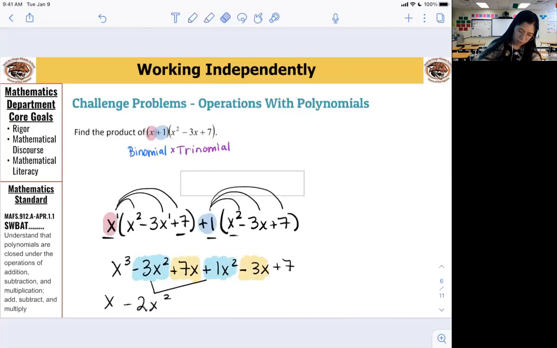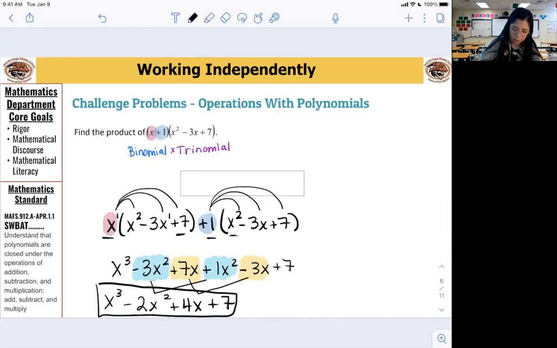Oh, I'm sorry. This is a 3, not a 2. My bad. Then I have a 7x and a negative 3x. What's 7 minus 3? Just 4. Plus 4x, and then finally, plus 7. So altogether, that is my final answer. And remember, when you combine like terms, you're just bringing things together. You're not changing the exponent at all.